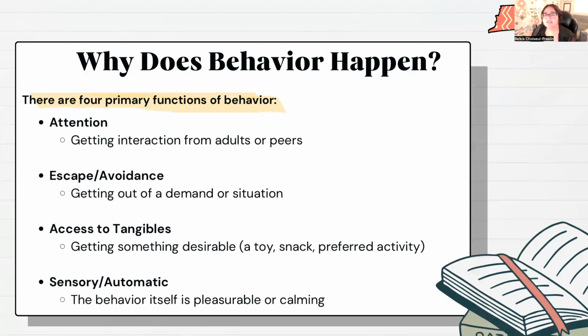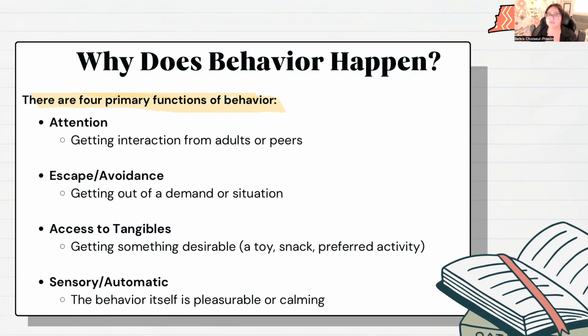So here's one of the big ideas I want you to walk away with. All behavior serves a purpose. That purpose or function is the reason the behavior is happening. Function is an important vocabulary term for us, so please keep that in mind. Functions of behavior. There's always a reason, even if we can't see it right away. And that reason is usually going to fall into one of four categories.